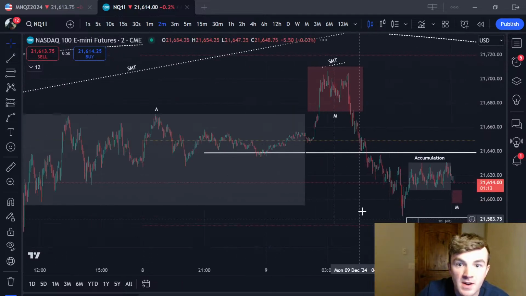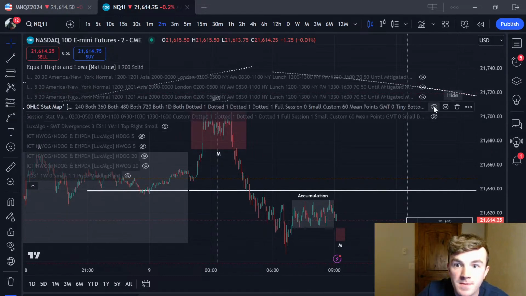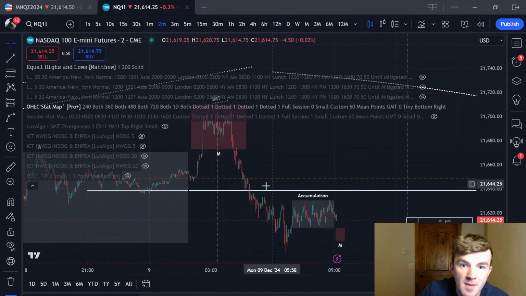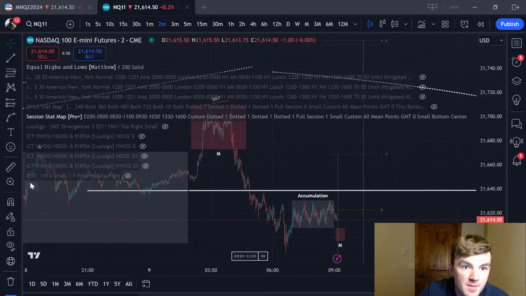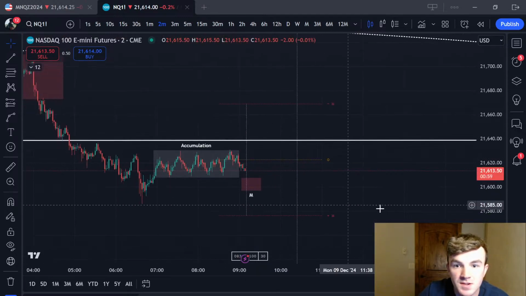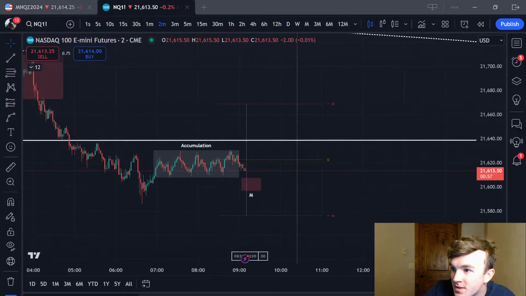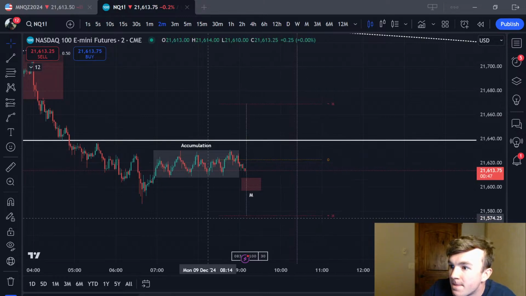I'm trying to figure out maybe what I'll do. I don't really need the daily StatMap because once you look at it once, you're good. Maybe I'll have StatMap on this screen. I don't really want StatMap on this screen. I want to have just key levels on this screen and draws on liquidity.